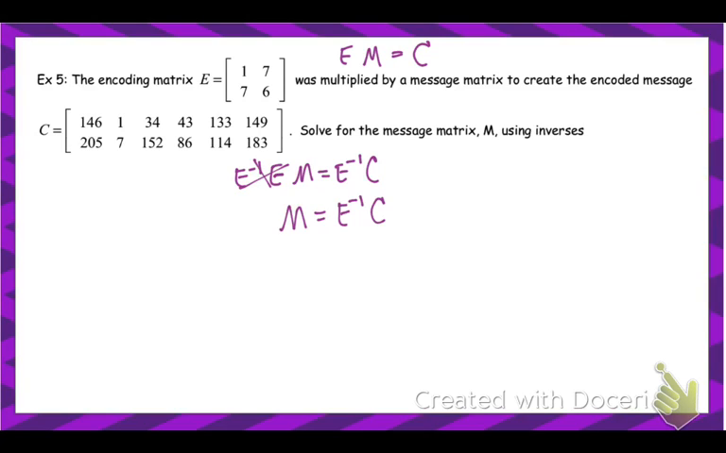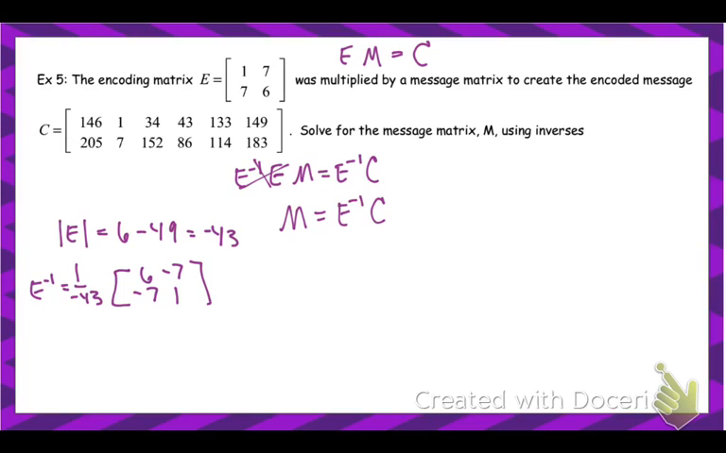If you want to find this from the calculator, since we're doing a little more of an application question, that's okay. But I'm just going to review how we found that. That would be the determinant of E first, so 6 minus 49. Then E inverse would equal 1 over the determinant times, switch places, switch signs. Actually multiply it out. And there's my inverse matrix.